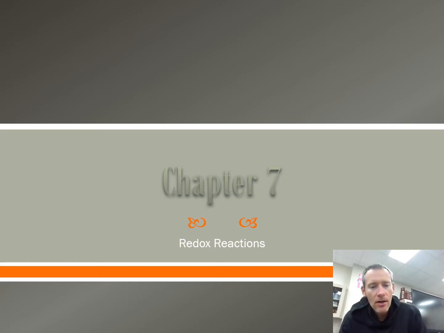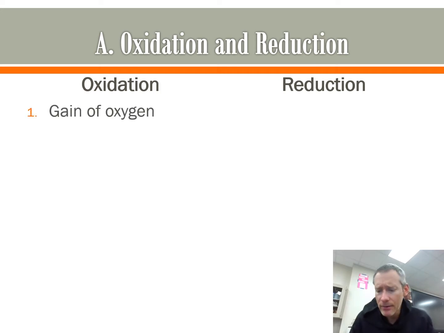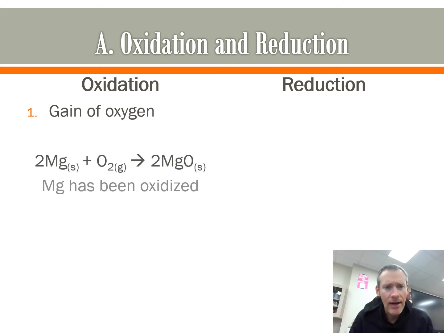This is chapter 7 on redox reactions, and we'll go over a few things to define oxidation and reduction, some terms, and how to solve half reactions. So what is a redox reaction? Typically, the general definition is that it gains oxygen. That's why it's called oxidation. That's an old term, really.